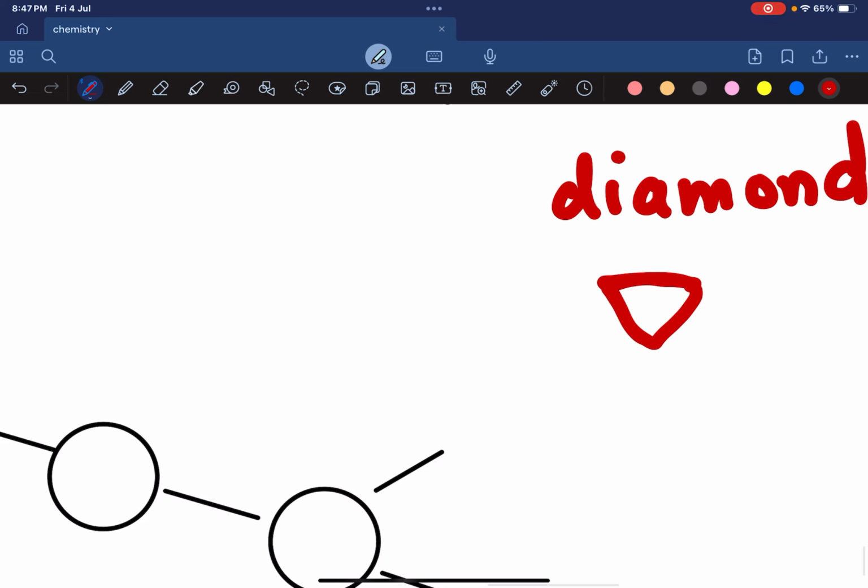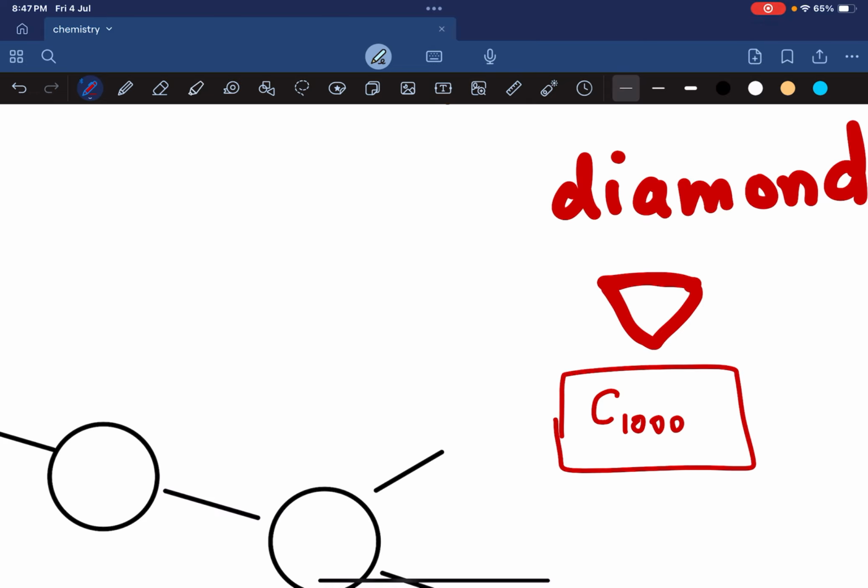Say that in this piece of diamond I have, for instance, and I know that's hypothetically not correct, 1,000 atoms of carbon. So can I write C1000 because I have 1,000 atoms of carbon in this diamond? No, I cannot. Why can I not? Because in a giant covalent structure, we don't name things by the number of atoms.